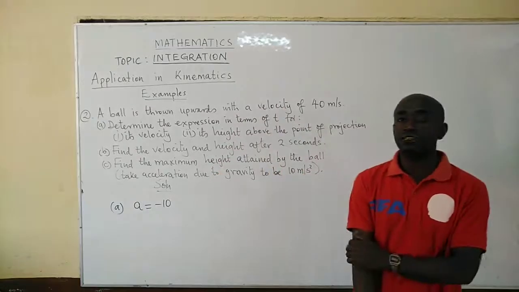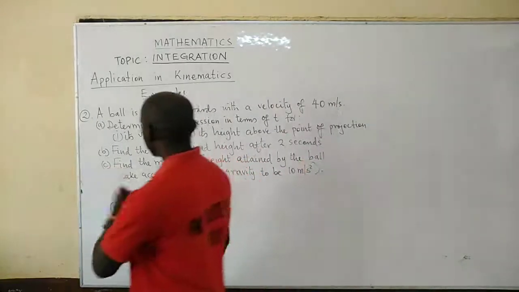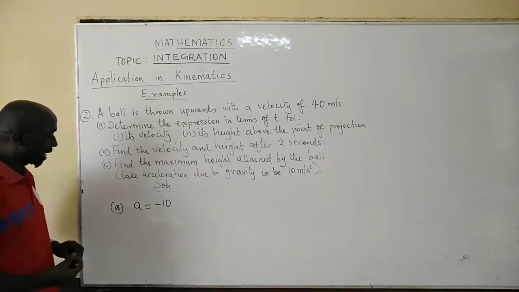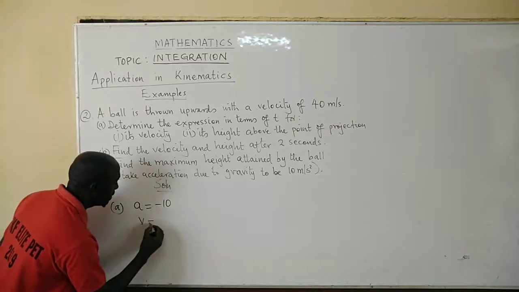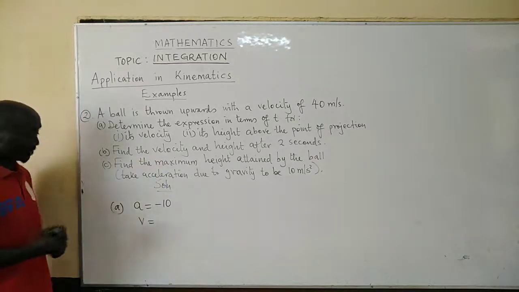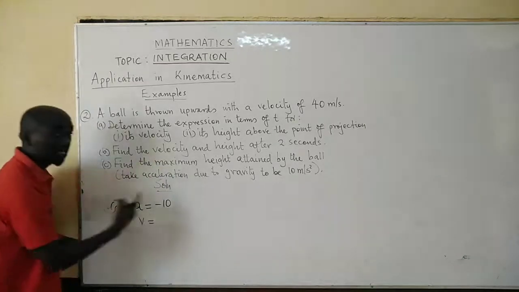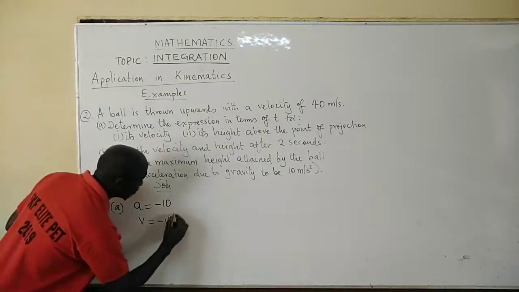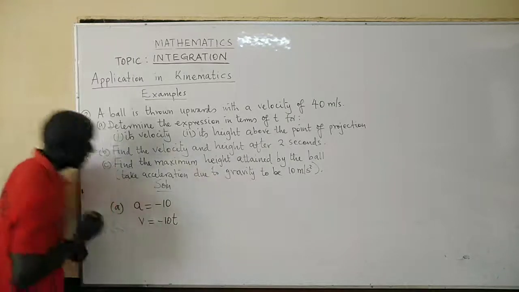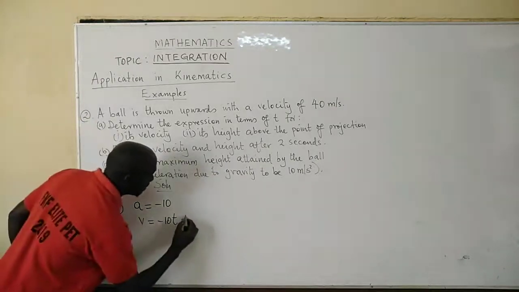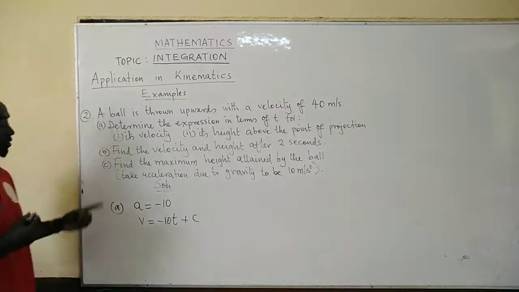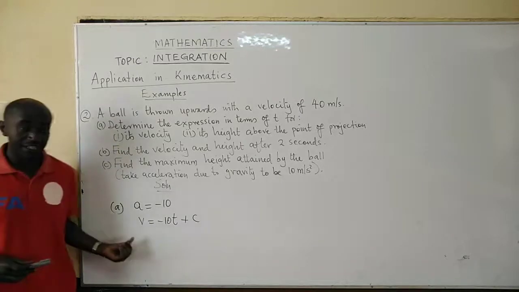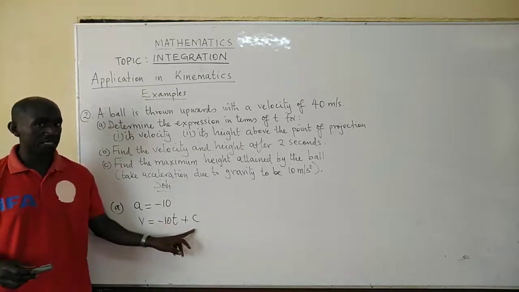A is negative 10. So that is the starting point. If A is negative 10, what is the expression for velocity? From A now we can get velocity V. We integrate negative 10 with respect to t. If you integrate a constant, you will get the constant multiplied by the variable t, and then at the end plus c. So if you integrate negative 10, that is what we get. Therefore, the expression for velocity, my dear Anna, is negative 10t plus a constant.